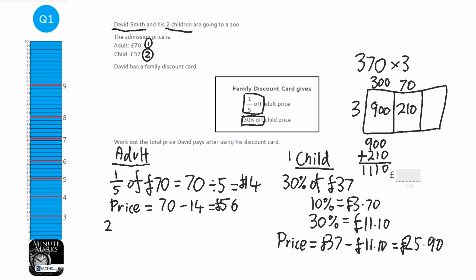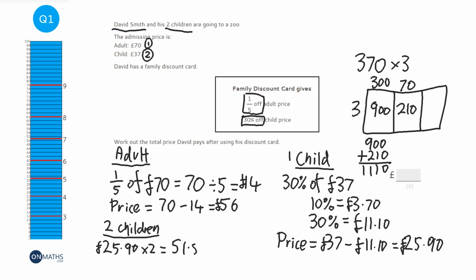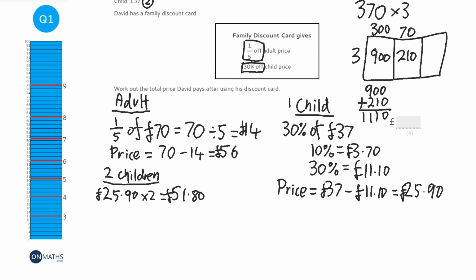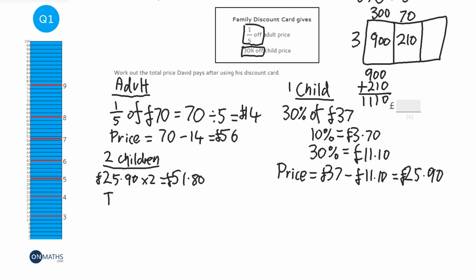Now that's for one child. So if I want two children, I want to do £25.90 times 2. Now I know 25 times 2 is 50, 90 times 2 is £1.80. So that's going to be £51.80. Okay, I'll move down a bit. And let's do the total. So the total is going to be the adult price, which is this one here, plus the two children price, which is that one there.